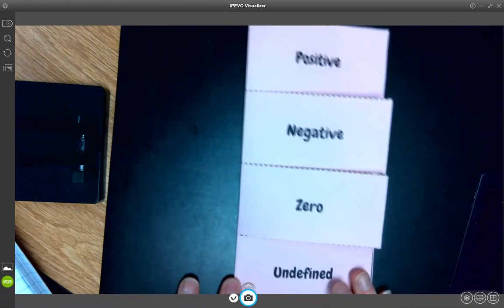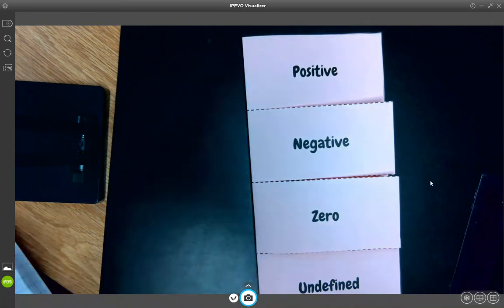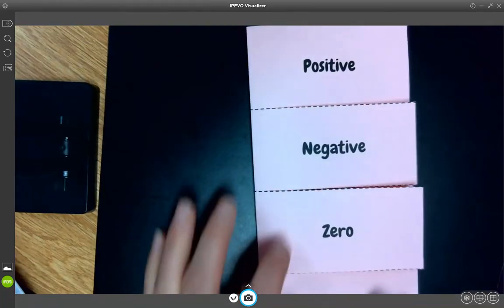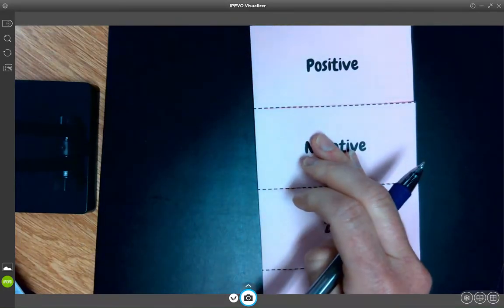We're going to talk more about slope today. So let's look at our foldable. We cut it out and then we cut the flaps. We're going to write on each flap and then on the inside of each one.